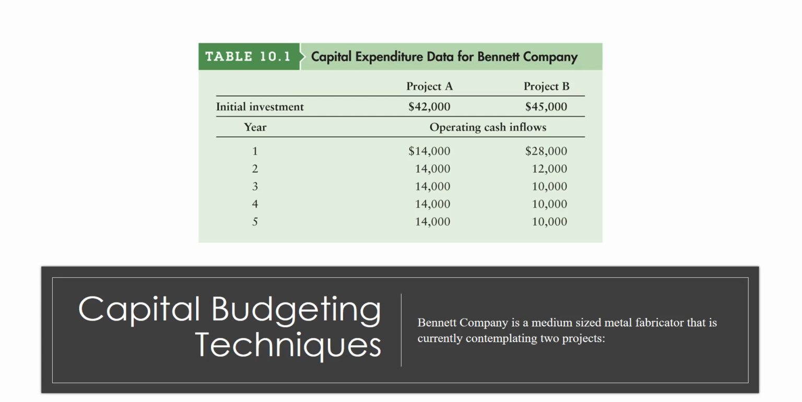So let's assume that we're going to be looking at two different projects. Project A costs $42,000 and Project B costs $45,000. Project A returns $14,000 a year for 5 years, while Project B returns $28,000 the first year, $12,000 the second year, and $10,000 in the last 3 years. And so we're going to use this data to look at the payback period approach for evaluating projects, for determining which is better.